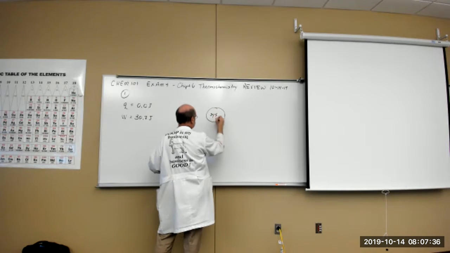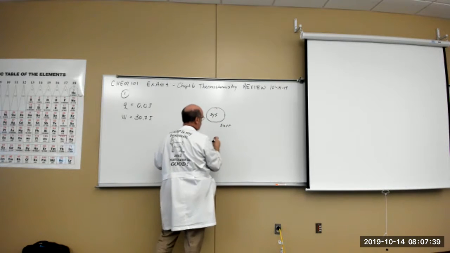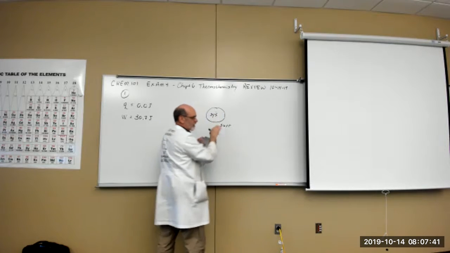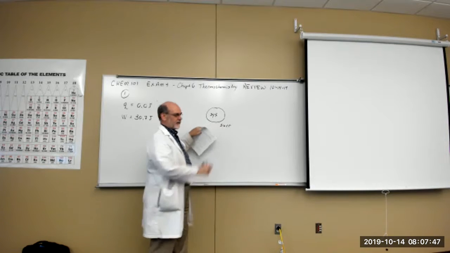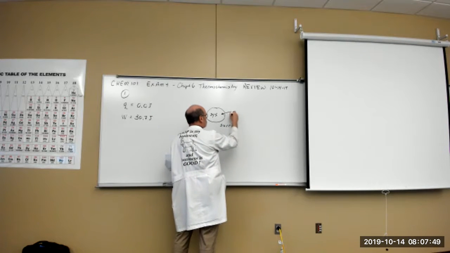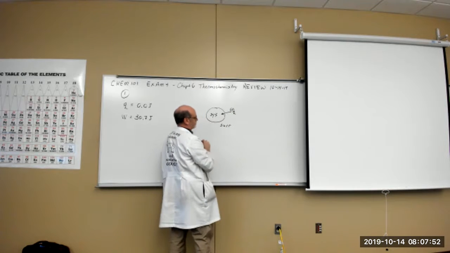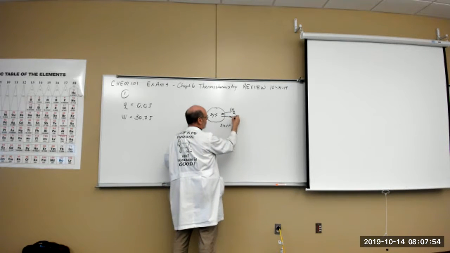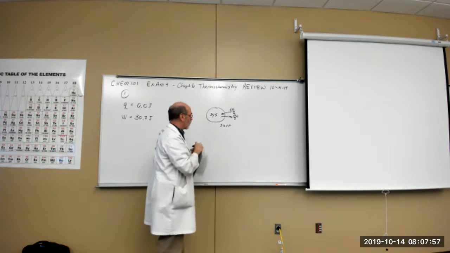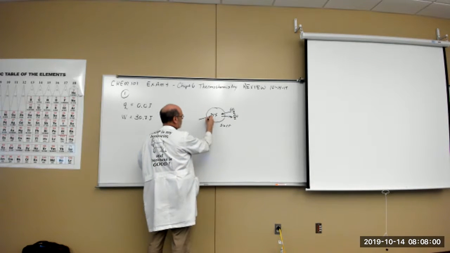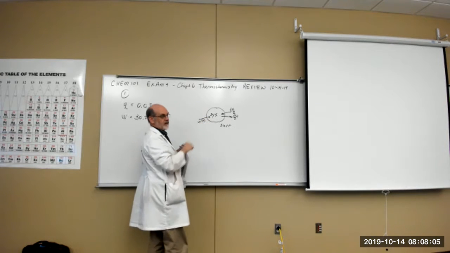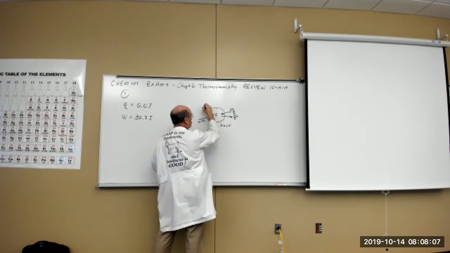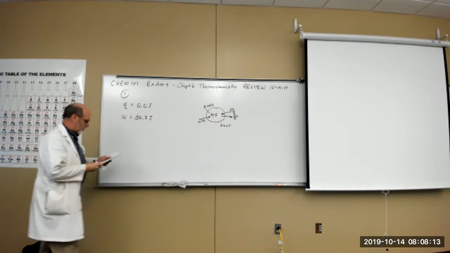If this is the system, that's the surroundings. Everything is referenced to the system for the sign purposes. If heat goes into the system, it's a positive sign. If heat leaves the system, it's a negative sign. Same thing for work. If work is done on the system, it's a positive sign. If the system does work on its surroundings, that's a negative sign. So back to the problem.